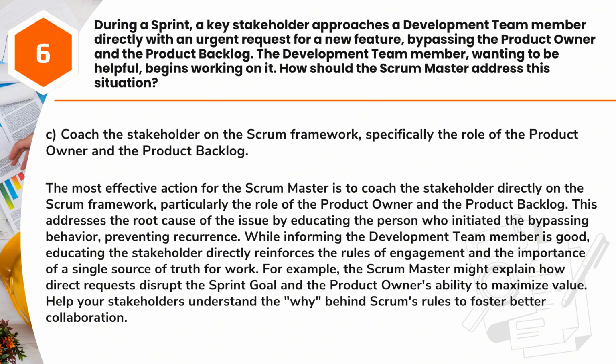This addresses the root cause of the issue by educating the person who initiated the bypassing behavior, preventing recurrence. While informing the development team member is good, educating the stakeholder directly reinforces the rules of engagement and the importance of a single source of truth for work. For example, the Scrum Master might explain how direct requests disrupt the sprint goal and the product owner's ability to maximize value. Help your stakeholders understand the why behind Scrum's rules to foster better collaboration.